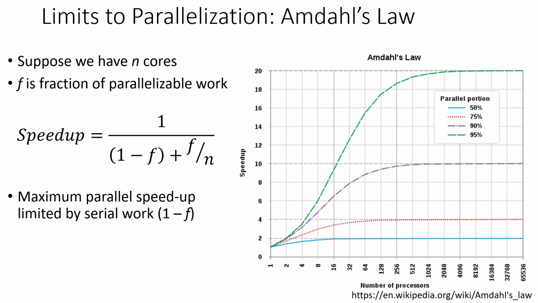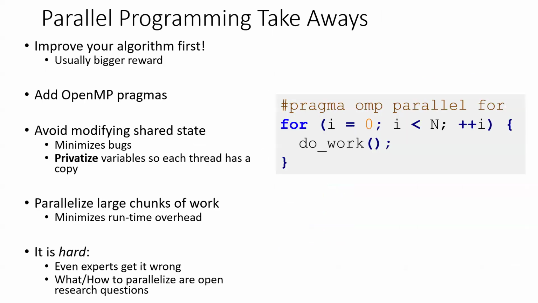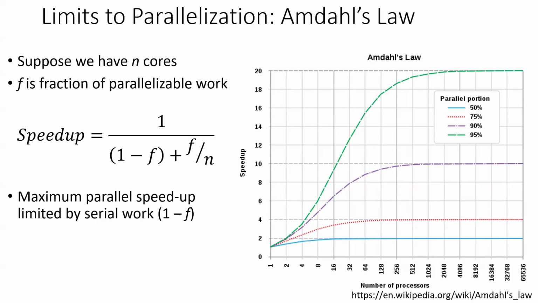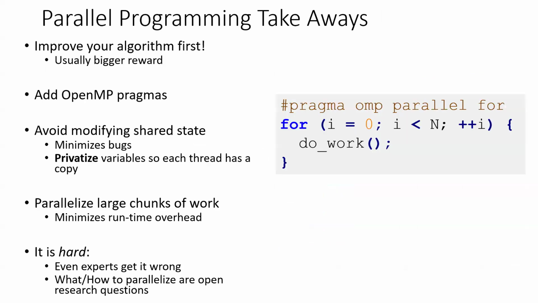And that's why we recommend you to optimize your algorithms first and then try parallelizing, because you won't get as much gain as you want. Is this making sense? Yeah, improve your algorithm first, as what I just said. It's usually a bigger reward.